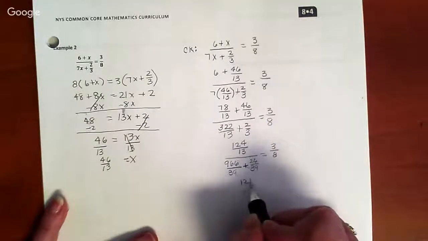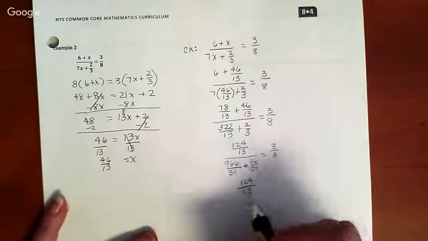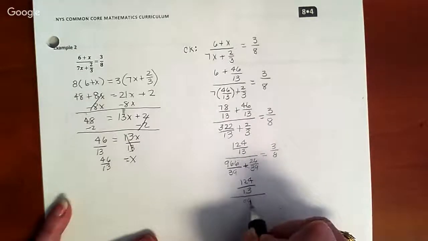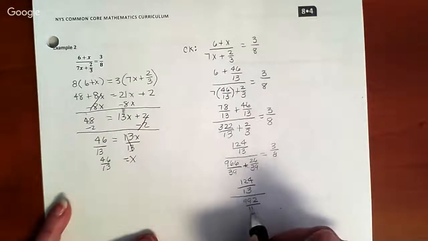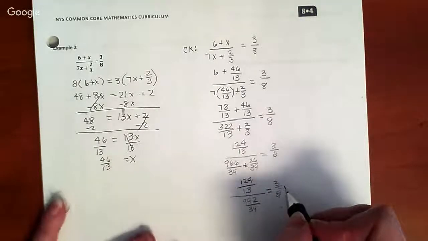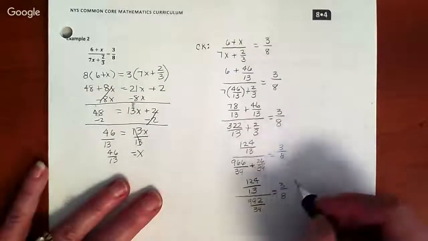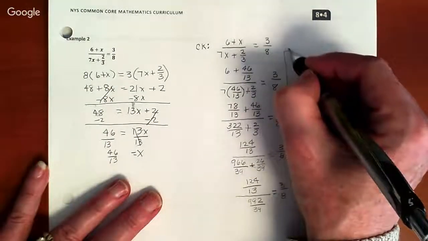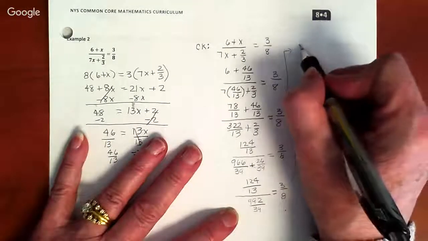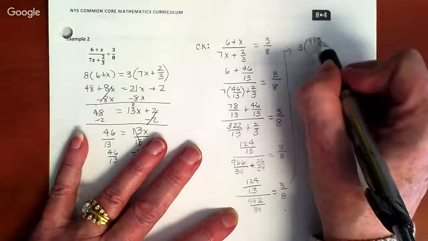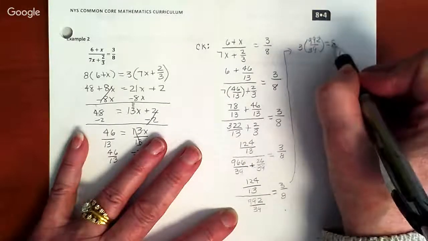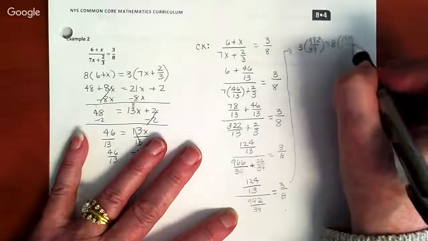So now I have 124 over 13, and that's going to be over 992 over 39 equals 3/8. So now I'm going to bring this up here. So when we cross multiply, I have 3 times 992 over 39 equals 8 times 124 over 13.